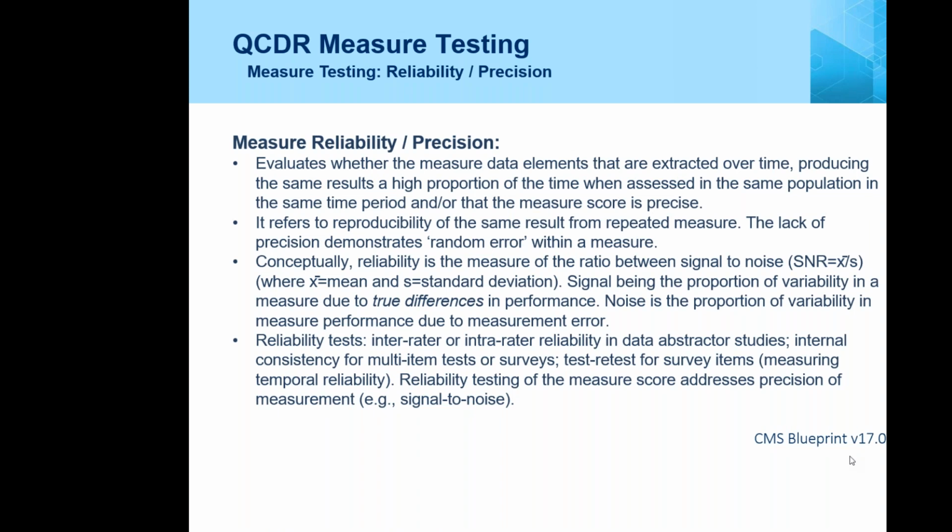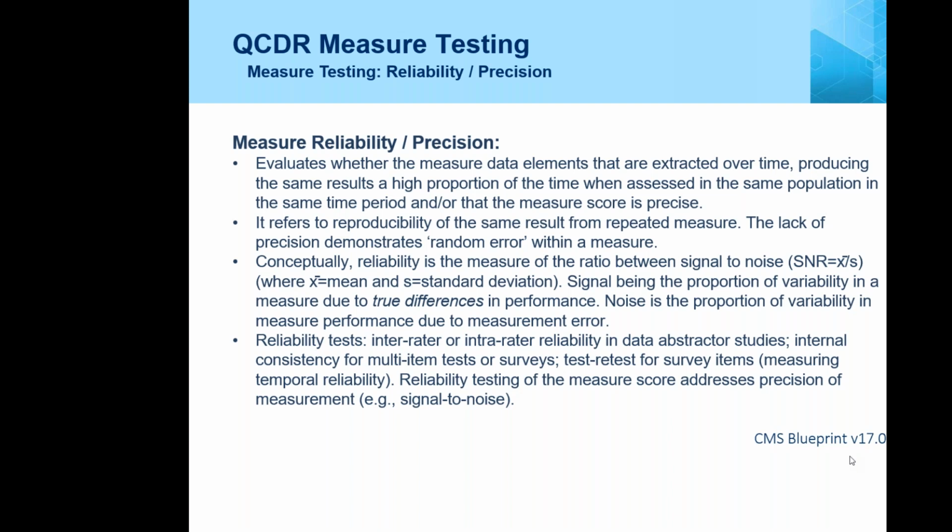So moving on into testing for measure reliability or precision. This evaluates whether the measured data elements that are extracted over time produce the same results a high proportion of the time when assessed in the same population in the same time period, and or that the measure score is precise. In other words, it refers to reproducibility of the same result from repeated measurement. A lack of precision demonstrates random error within a measure. And of course, this is not what the aim is.